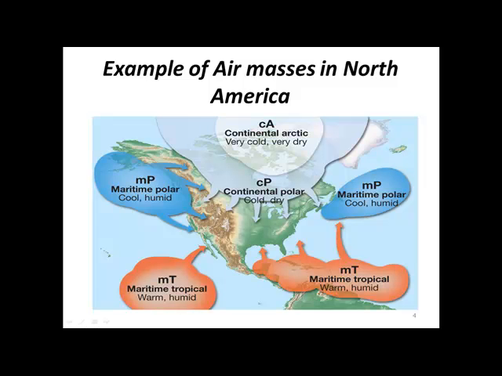We also see this maritime tropical air mass really affecting the east coast of the United States of America. The maritime polar air mass up here on the top right, while it does affect the Northeast once in a while, is not the dominating air mass for the Northeast.